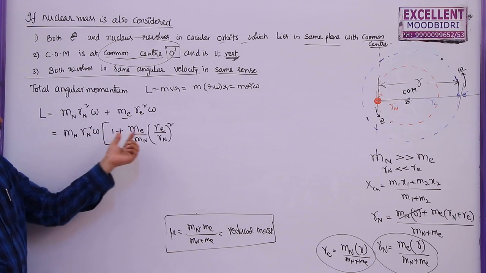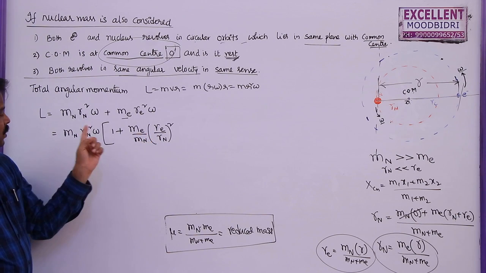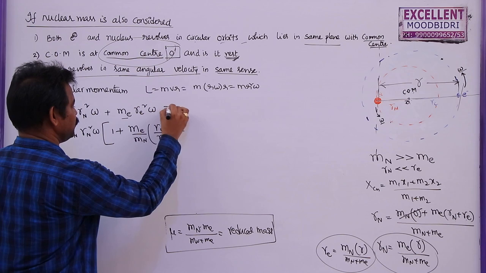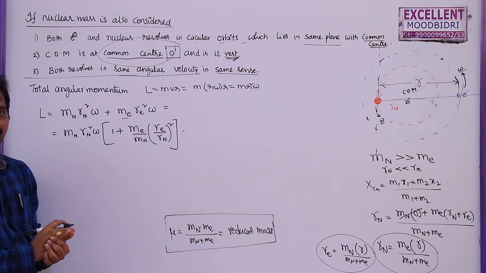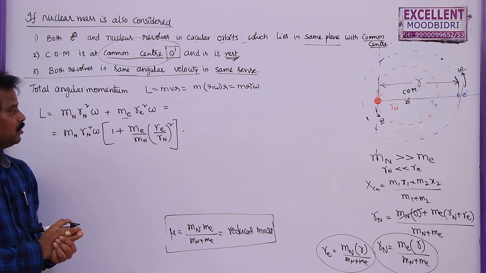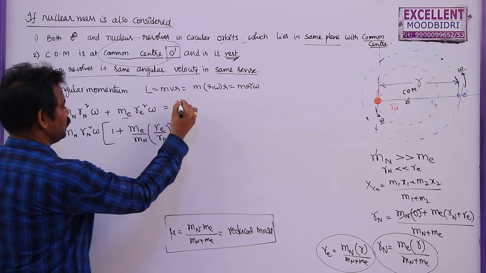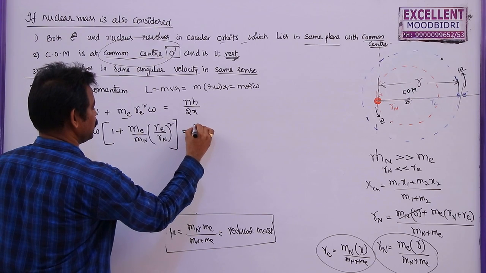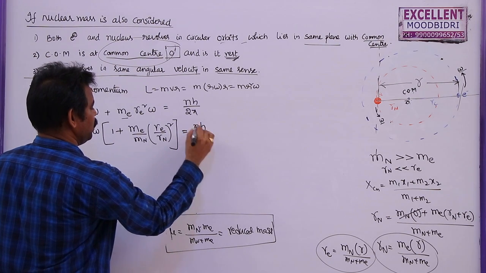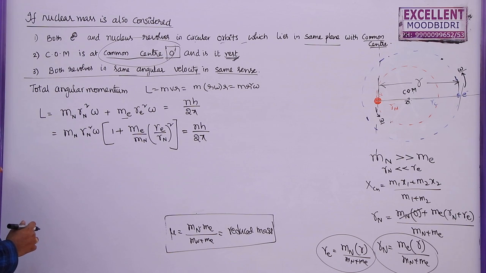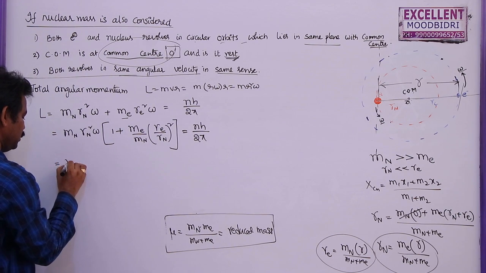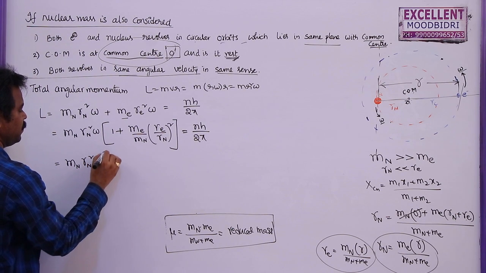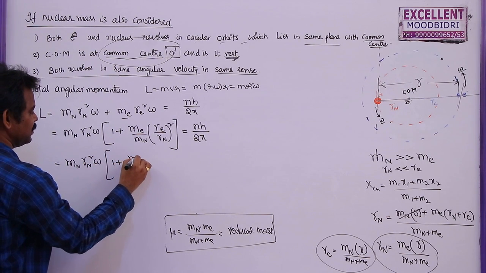Now once again, if you multiply this, rn square gets cancelled, you get re square. This must be equal to, we know that according to Bohr's angular momentum conservation, the total angular momentum of the electron must be equal to nh by 2 pi. So let me take it as nh by 2 pi, where n is the orbit number and h is Planck's constant. So from this I can write mass of nucleus into rn square omega into 1 plus me by mn.